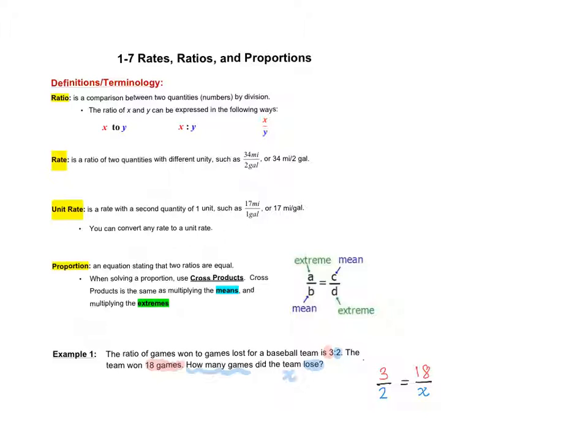Okay, so now I can go ahead and use cross products. So I'm going to multiply across the diagonals, and I end up with 3x, 3 times x is 3x, equals 18 times 2, which is 36. And I can divide both sides by 3, and I get x equals 12. So again, the question said, how many games did the team lose? They lost 12 games.